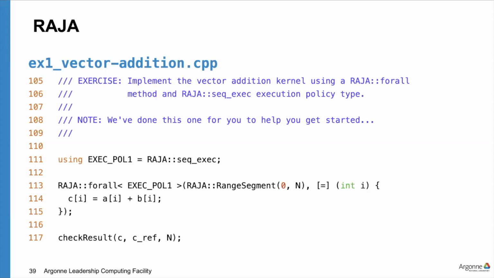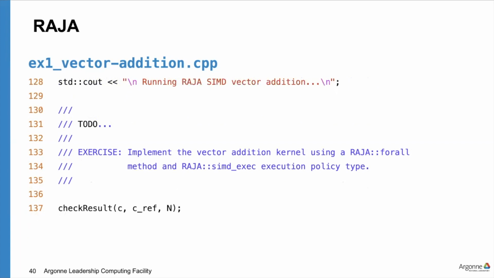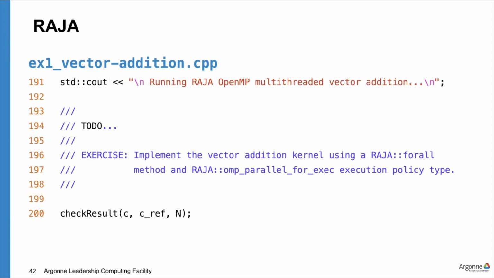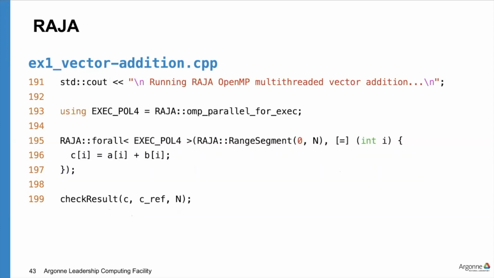Pretty similarly, it has these exercise comments, though it did the first one for you. So here we're just doing a forall execution using sequential execution. This is the exact same as writing a C for loop. Then it leaves for you to implement SIMD vector execution, which will end up being like this. And if you notice, then we're doing OpenMP multi-threaded. The actual RAJA forall code is the same. It's always going to be the same. The difference is these execution policies.